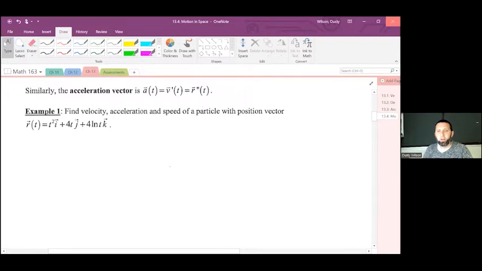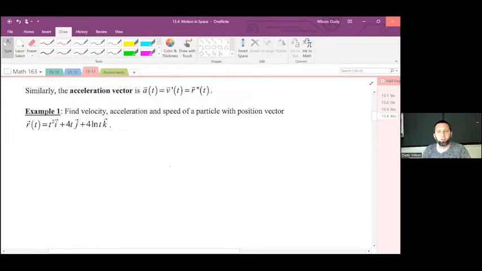Similarly, the acceleration vector is a of t, which is the same as v prime of t or r double prime of t. All these formulas are just as you'd expect them based on what we learned back in the first quarter of calculus. Example 1.